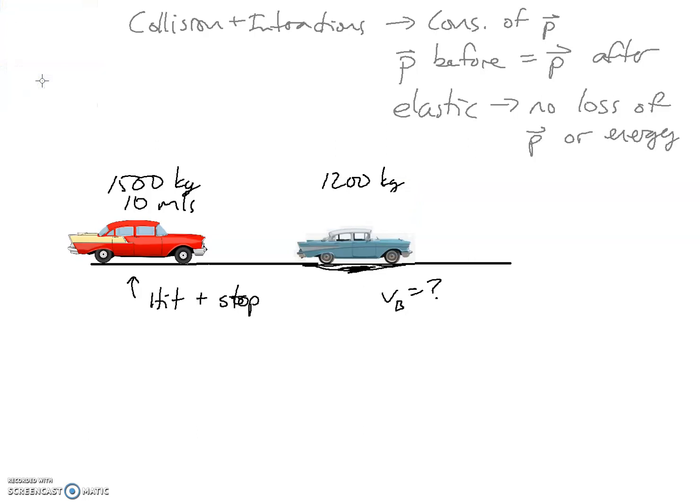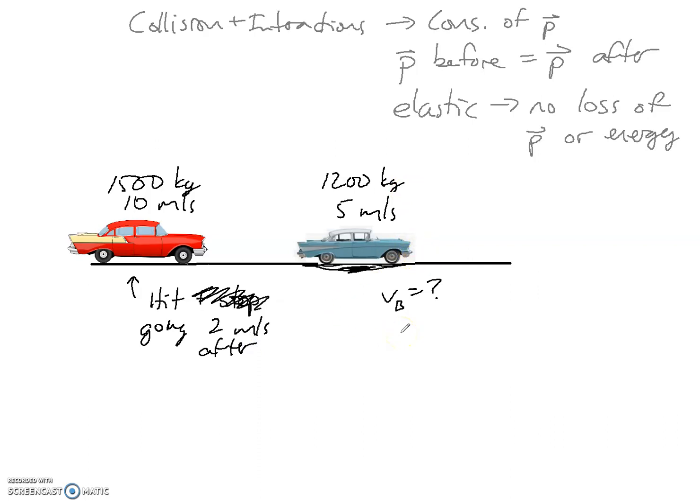So instead of this car being at rest, I'm going to say this car is going 5 meters per second. So still a rear end situation. The red car is still going to hit the blue car. And afterwards, instead of this car stopping, let's say it's going 2 meters per second after.